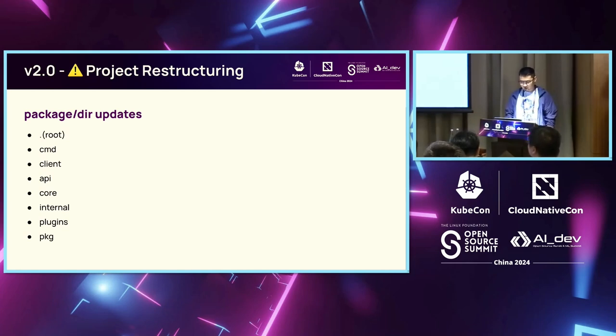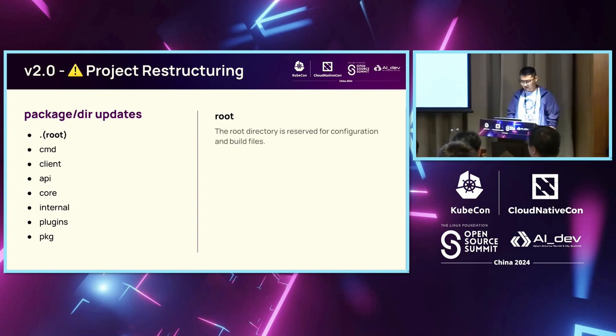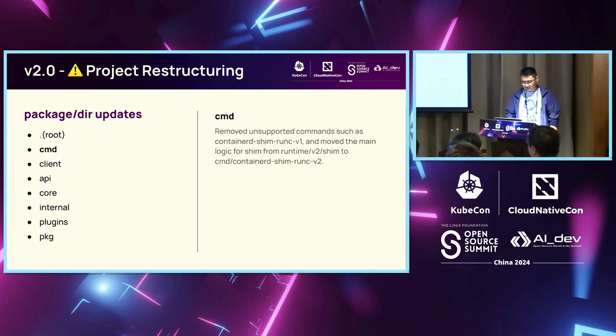A lot of project restructuring happened in version 2. These are the main directories involved. The root directory is reserved for config and build files. No Golang code. The CMD directory is removed and supported commands such as kubectl shim rancy v1 and move the main logic for shim from runtime v2 shim to CMD kubectl shim rancy v2.